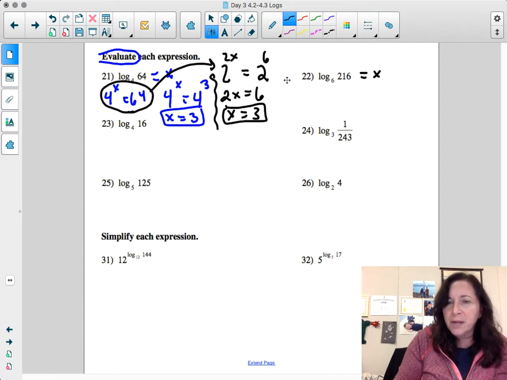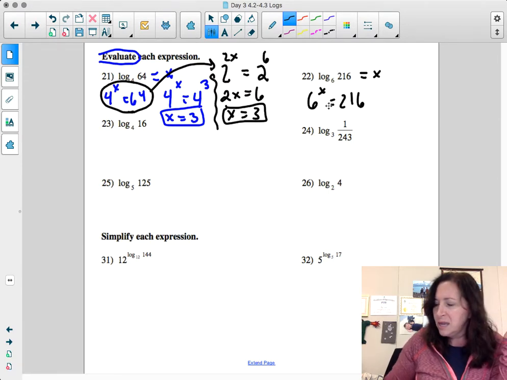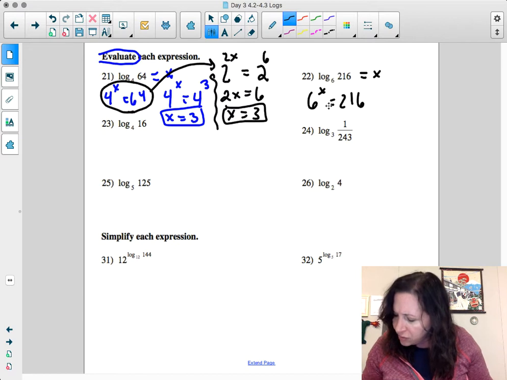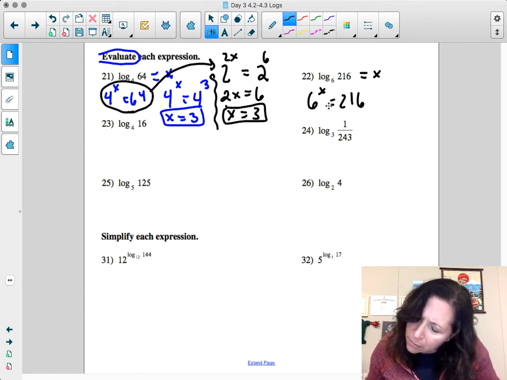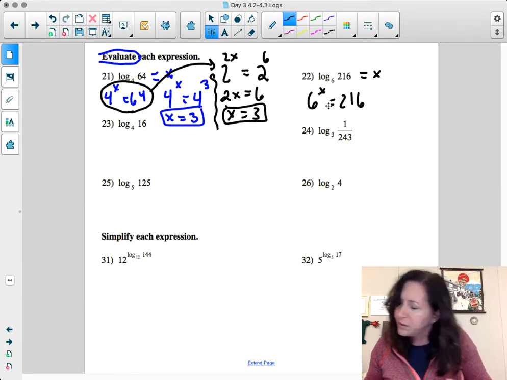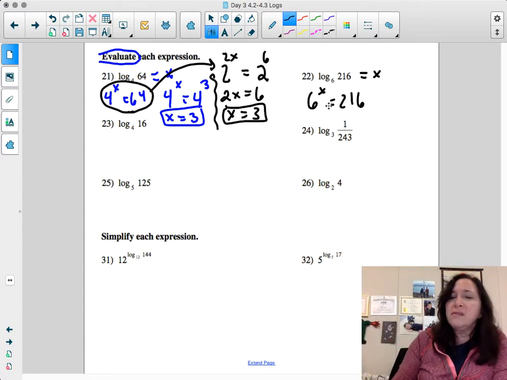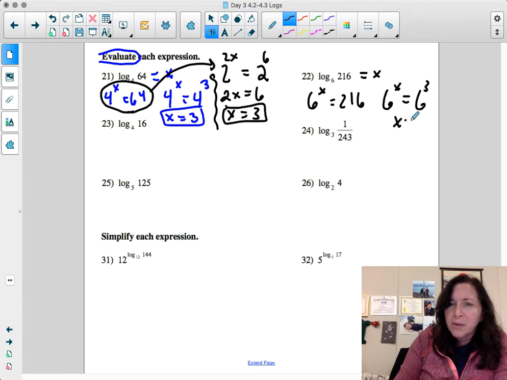There's no equal sign, so I'm going to set that equal to x. So I'm going to go 6 to the x power equals 216. I could do this a couple ways. 216 divided by 6, let's see, it does go in there. What does that equal? Okay, 36. And so what that means is 6 to the x power equals 6 to the third power. So x equals 3.